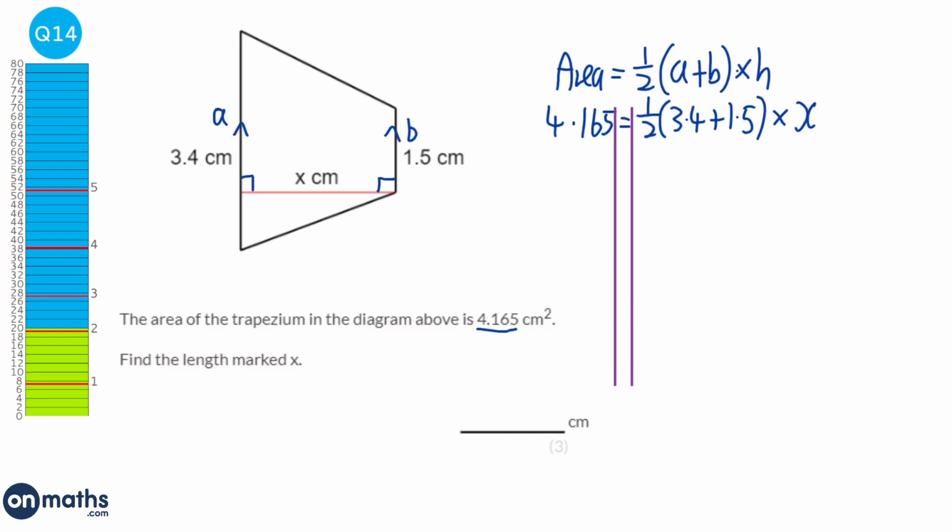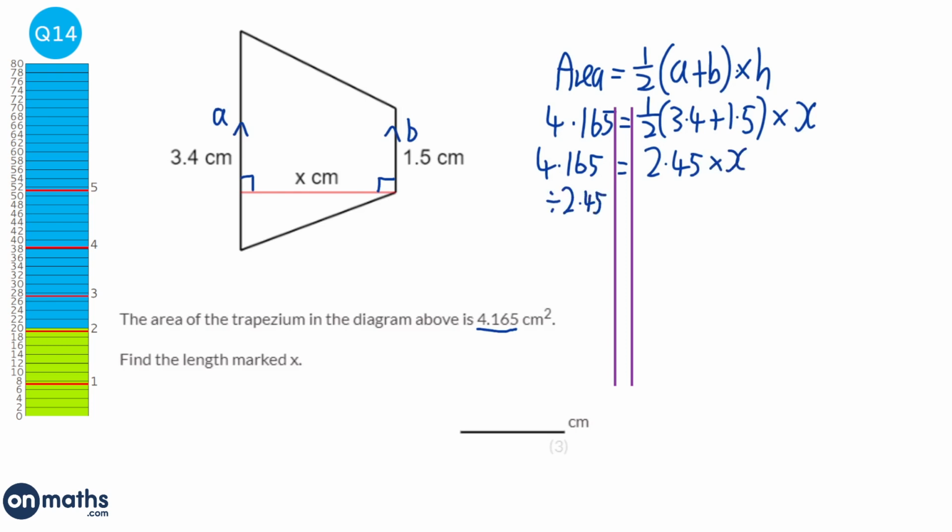So we're going to first of all deal with the half here, I think. What I can do is just deal with this bracket here, so I don't need to do anything to both sides yet. We're going to keep that 4.165 there as it is, and we're going to do 3.4 plus 1.5, which is 4.9. Then half times 4.9, which is 2.45. And then all we need to do is divide that 2.45 both sides.